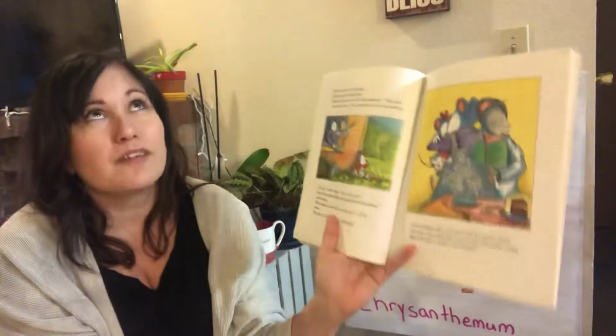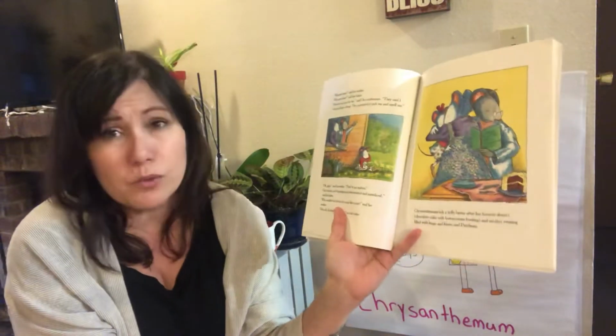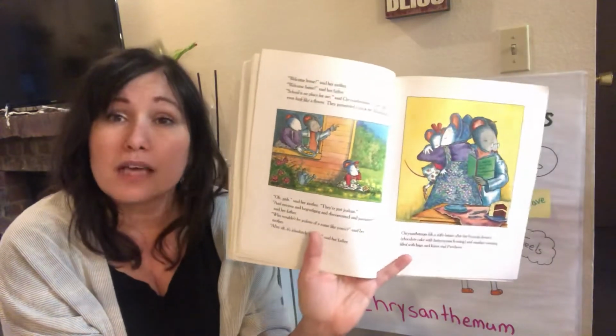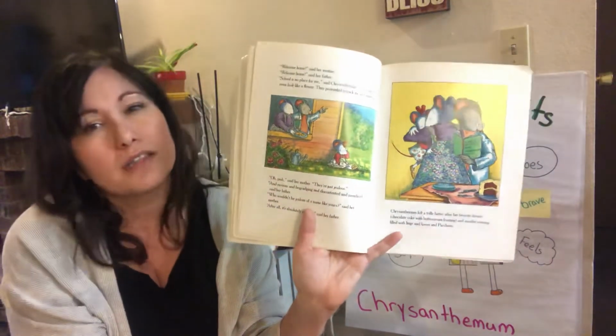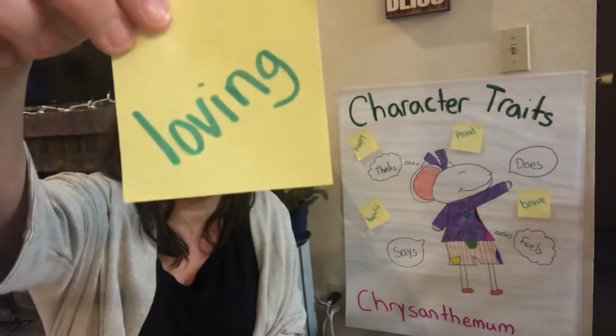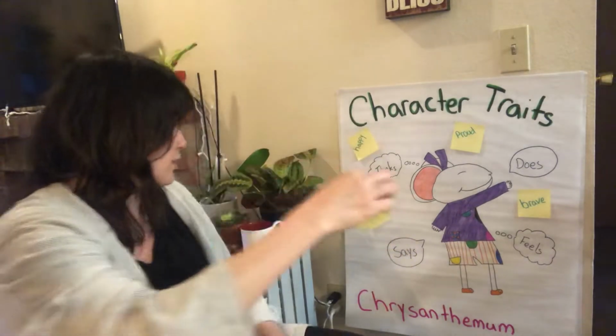All through the book, I've been noticing that Chrysanthemum, even when she's really sad, shows a lot of affection, shows a lot of love for her parents, and accepts a lot of love and affection from them. I would say another word that describes Chrysanthemum is loving.